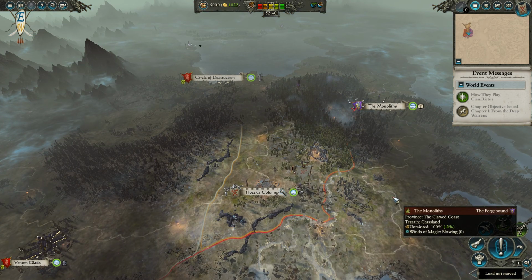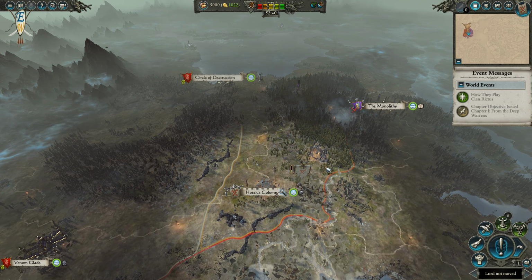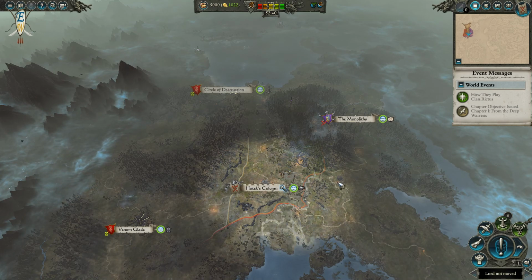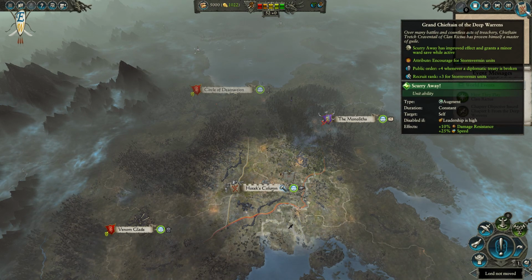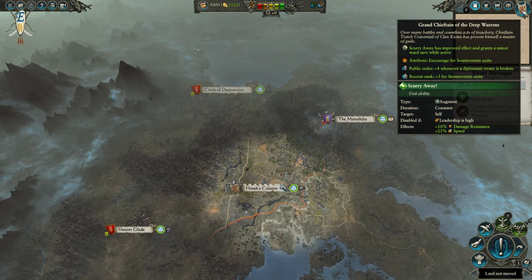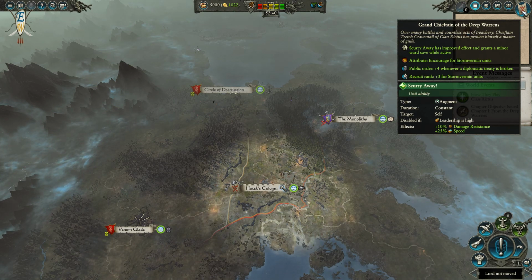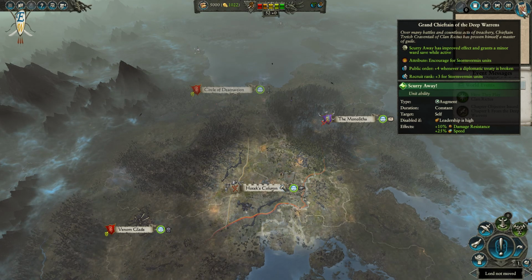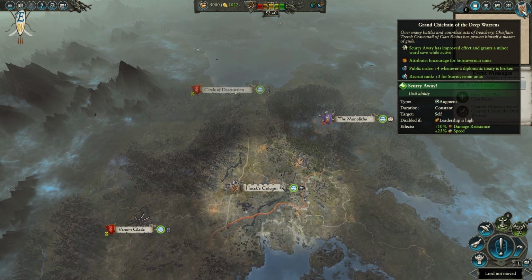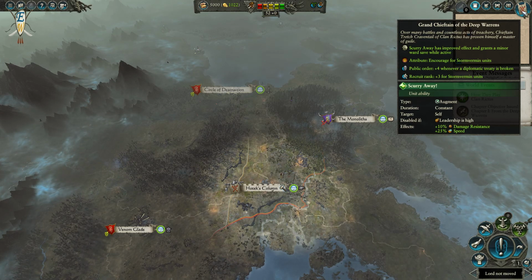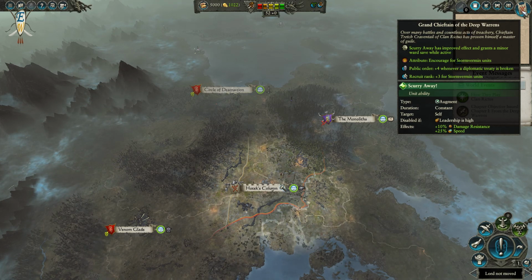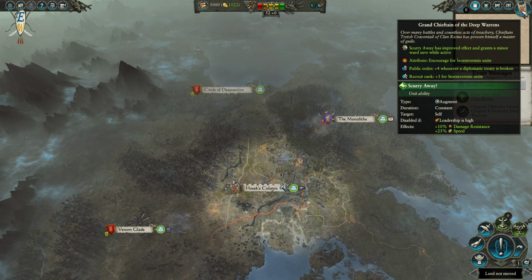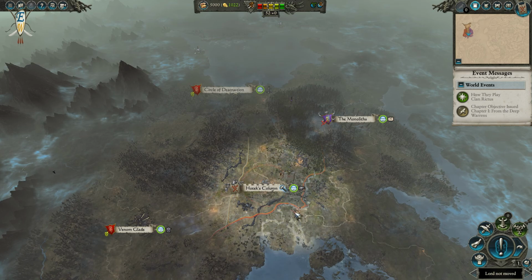Next up, Tretch Craventail in charge of Clan Rictus. As you can see, he starts off in Nagaroth, surrounded by Dark Elves. So his faction summary: the Grand Chieftain of the Deep Warrens. Scurry Away has improved effect and grants minor ward save while active. Attribute: encourage for storm vermin units. He has public order +4 whenever a diplomatic treaty is broken, and he gets recruit rank +3 for storm vermin units. So there's nothing much special about Tretch.